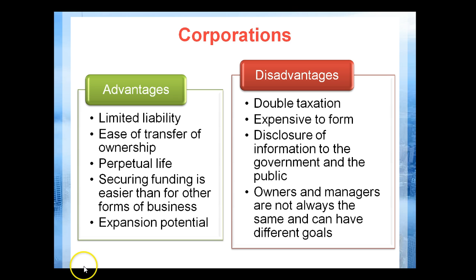Transfer of ownership is quite easy. A stock certificate, like a check, is a way to transfer ownership of that particular stock. It has perpetual life, which means that unless it is officially dissolved, corporations live forever. Perpetual means just that. It is never going to die unless you literally dissolve it. It has to be dissolved in order to no longer be a corporation. Funding is far easier because you can sell stock to raise money and to expand your organization.